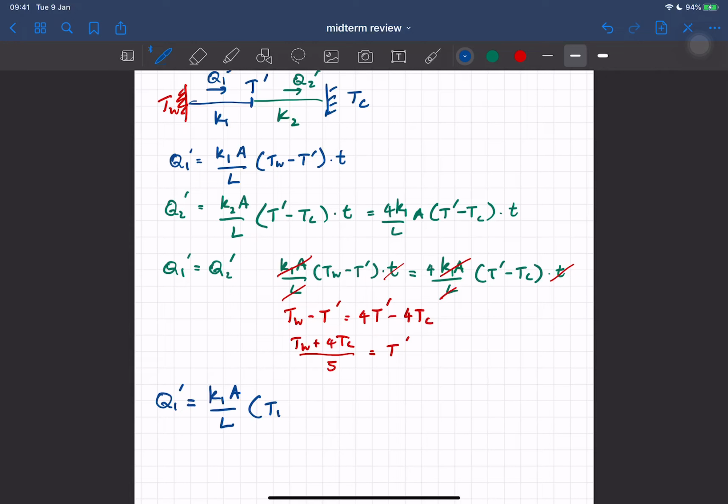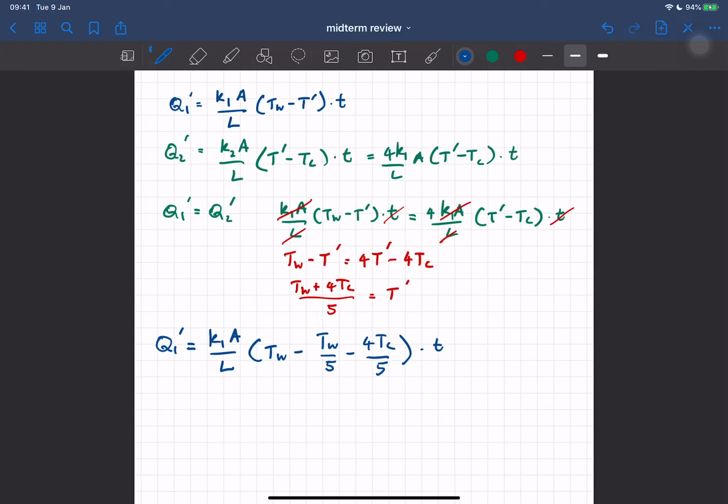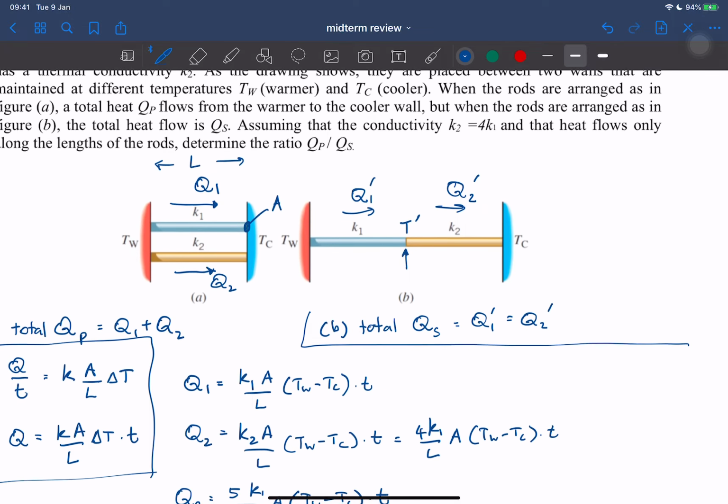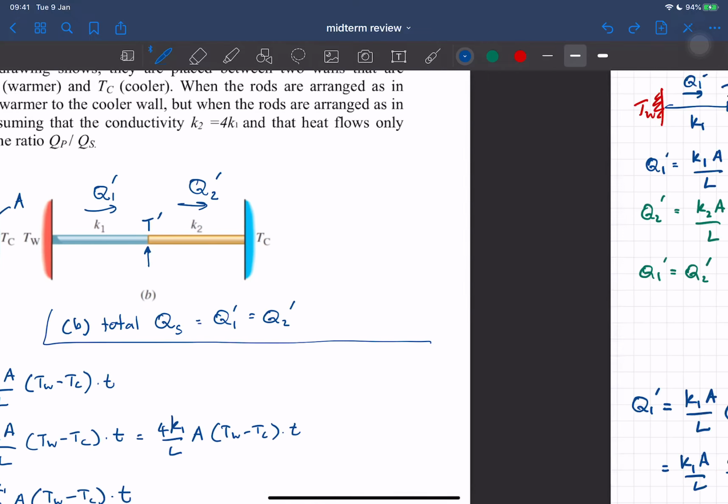I go a little bit fast here. So it's going to be TW minus T prime. So it's going to be TW minus TW over 5 minus 4TC over 5, right? No, this is just arithmetic. And then tidying things up a little bit, you're going to have 4/5 times TW minus TC times time. And what is Q1 prime again? Q1 prime is equal to Q2 prime, and that's what we want for QS. So this is QS.